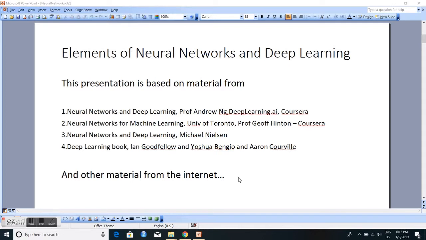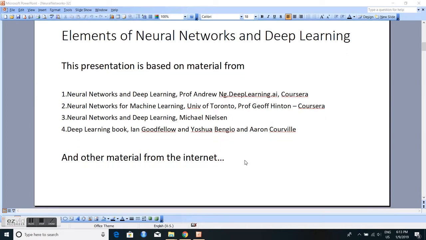Like my earlier two presentations, this presentation is also based on materials from two courses at Coursera, Neural Networks and Deep Learning by Professor Andrew Ng, and Neural Networks for Machine Learning by Professor Geoffrey Hinton. I've also taken material from two books, Neural Networks and Deep Learning by Michael Nielsen, and the Deep Learning book by Ian Goodfellow, Yoshua Bengio, and Aaron Courville. I've also used other material from the internet.